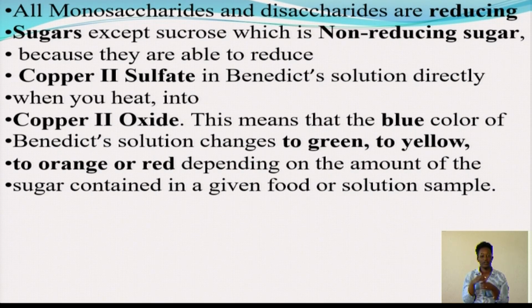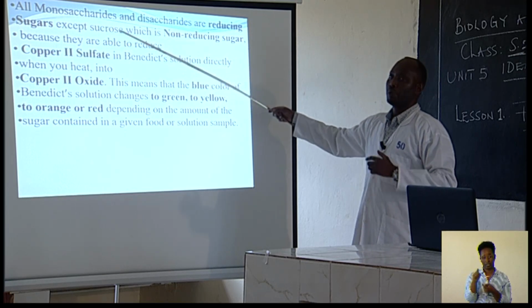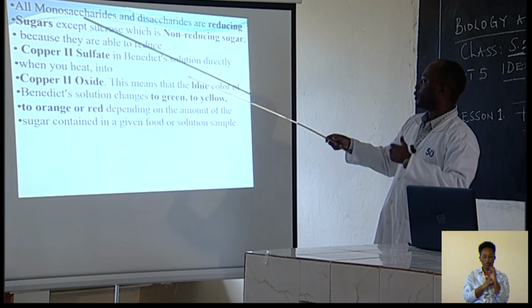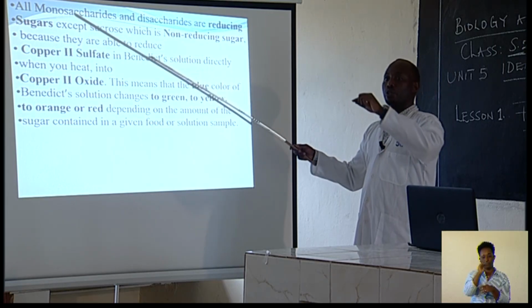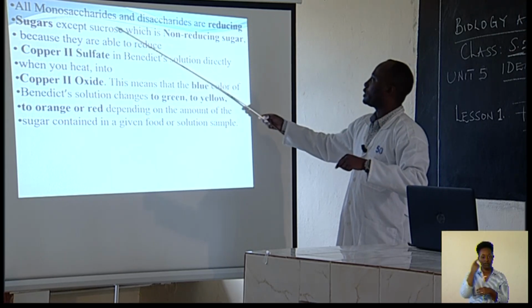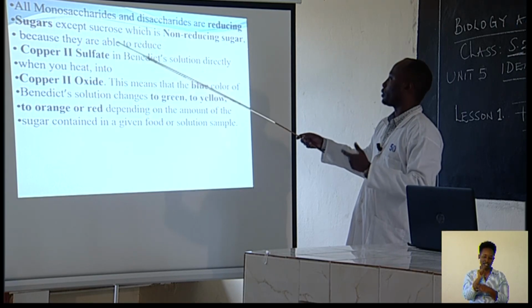Students, let me repeat the point. I said all monosaccharides and disaccharides are reducing sugars, except sucrose, which is a non-reducing sugar. Sucrose is not able to be reduced. That's why we use some chemicals in order to break it down into a monosaccharide. You convert a non-reducing sugar to a reducing sugar. So sucrose, which is a disaccharide, has to be broken down into a reducing sugar or monosaccharide.